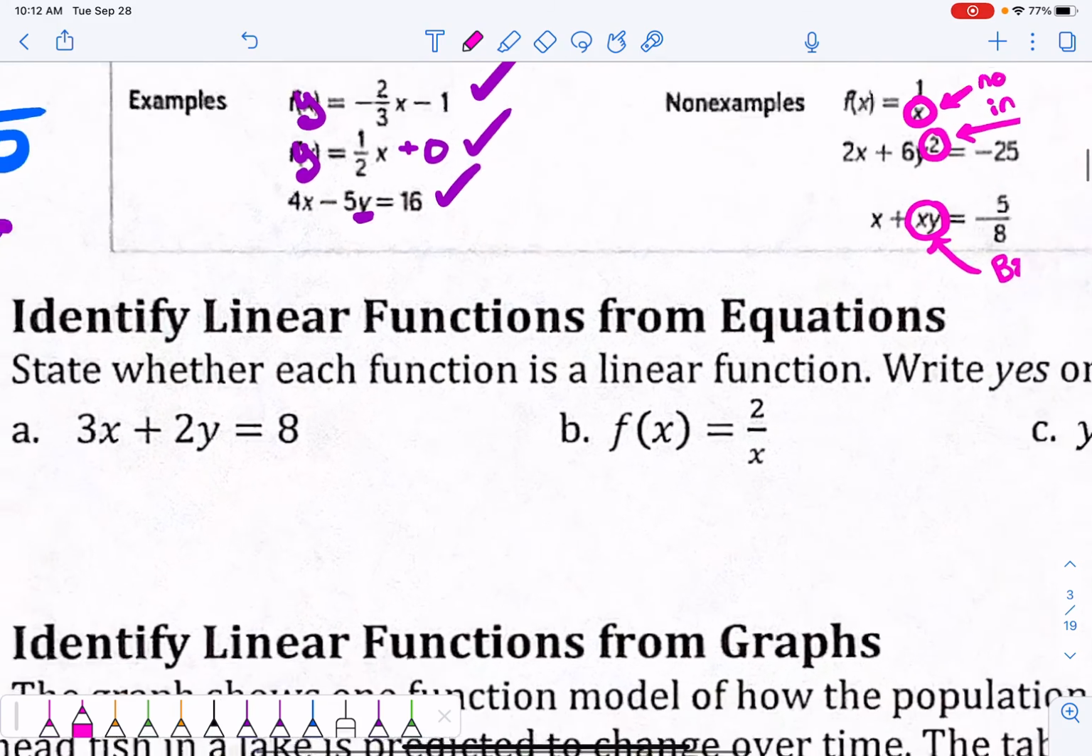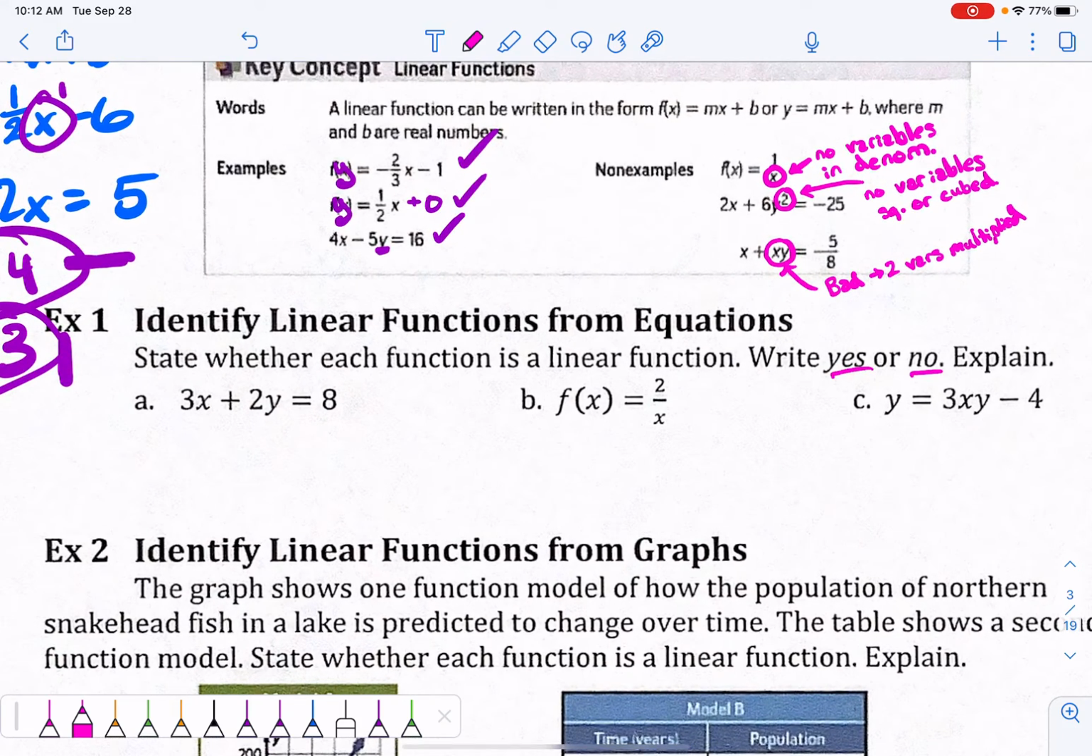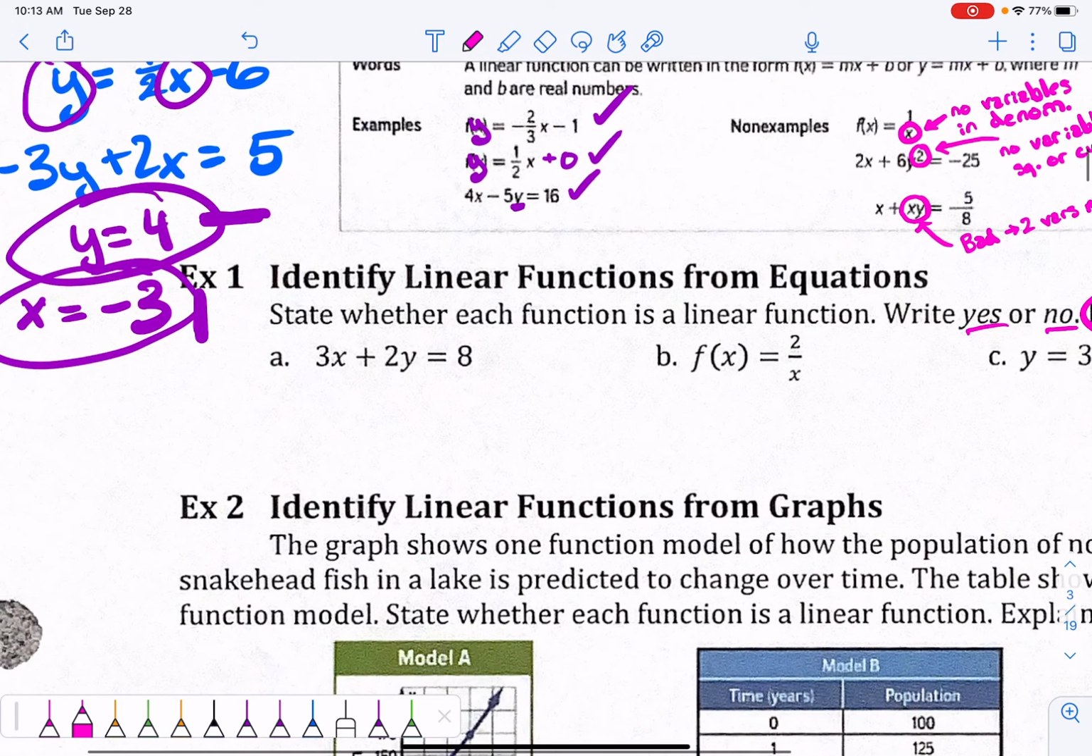So let's go down here. We have an A, B, C, and we're going to identify whether it's a linear function, yes or no, and then kind of explain. And here's my explanation, okay? When you're going through and you're explaining, we're going to just circle the part that's bad. On the homework assignment, if they say explain, just kind of give me this explanation over here. You know, kind of what we don't want to have happen. Or you can just say, like, this is the part that's bad. Okay, so we'll go through that.